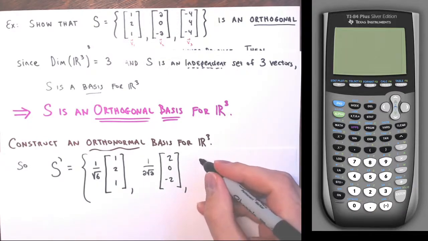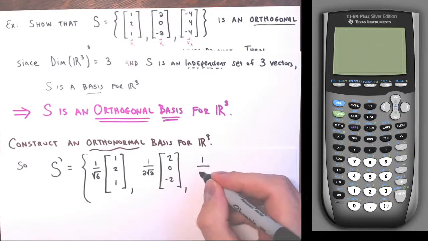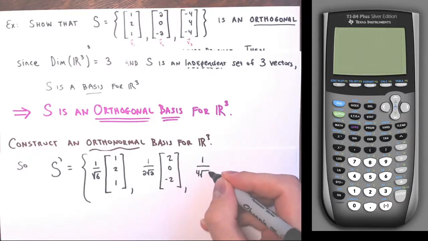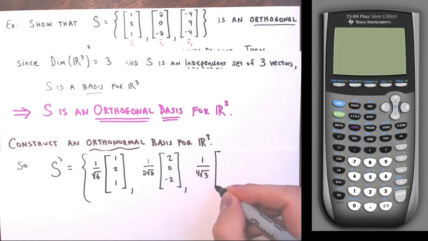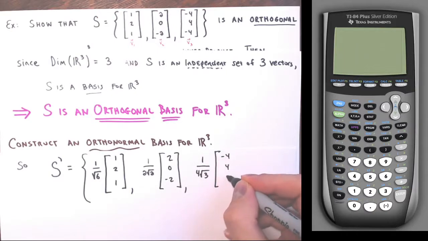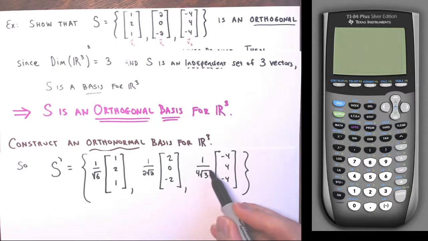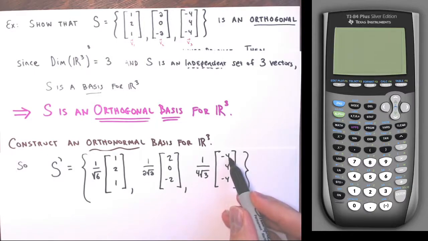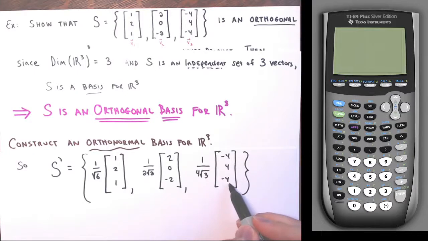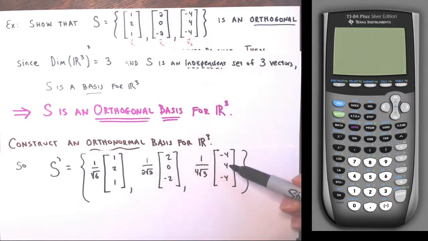And then the last one was 1 divided by the square root of 48, or 1 divided by 4 root 3, times the vector negative 4, 4, negative 4. And if you'd like, again, you can put this inside, make this negative 1 divided by the square root of 3, positive 1 divided by the square root of 3, negative 1 divided by the square root of 3, right? That would be the third vector normalized.